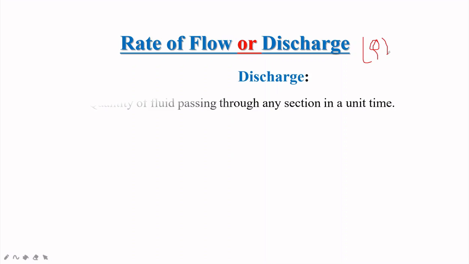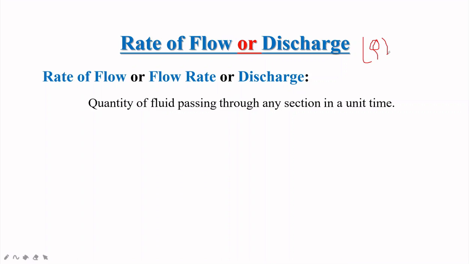Next we will come to the rate of flow or discharge. So what is this rate of flow or discharge? It is represented by the letter Q. Q is discharge or rate of flow. The rate of flow is defined as the quantity of fluid flowing per second through a section of a pipe or a channel. Simply, the quantity of fluid passing through any section in a unit time. It may be a pipe, whatever section we consider. So the quantity of fluid passing through any section per unit time is called the quantity or the rate of flow or discharge.